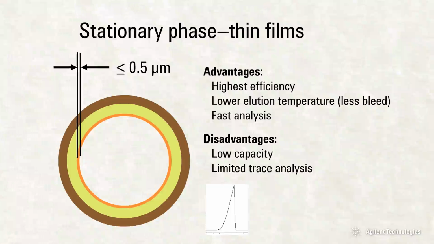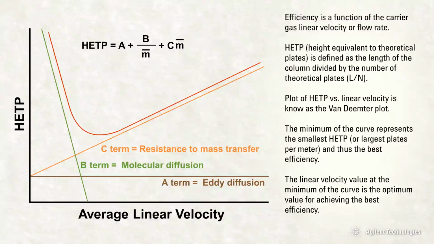The Van Deemter plot relates carrier gas linear velocity or flow rate to the column efficiency. From the plot, one can determine what column flow rate or linear velocity to use for an analysis to yield the most efficient peaks. Van Deemter originally plotted this as the height equivalent to a theoretical plate, called HETP, versus average linear velocity.